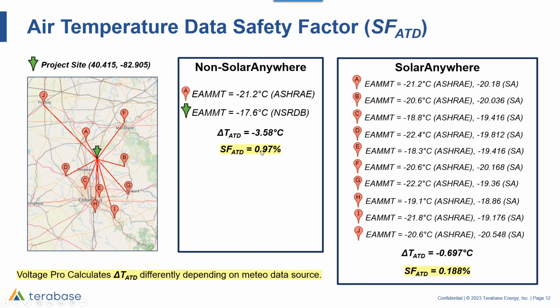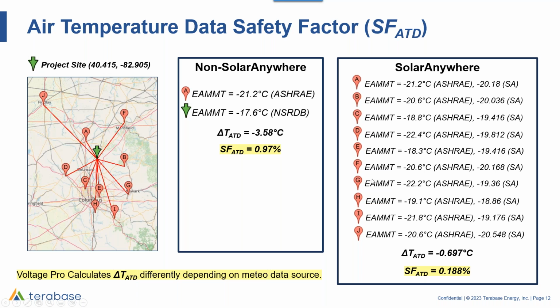For this example, I've downloaded 21 years of NSRDB data, and I can see that the ASHRAE extreme annual mean minimum temperature is several degrees colder than my NSRDB satellite data set. It's 3.58 degrees colder. When multiplied by my module temperature coefficient of VOC, I get an air temperature data safety factor of 0.97%. So this 0.97% would be applied on top of the simulation open circuit voltages.